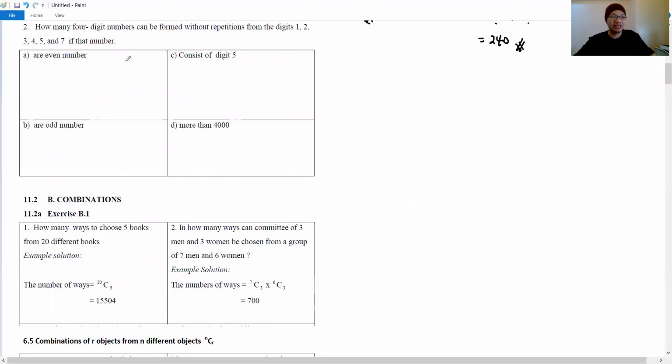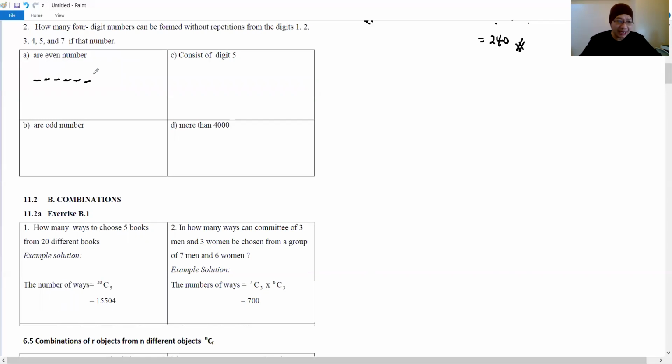Okay guys, number 2 here. How many 4-digit numbers can be formed without repetition from the digits 1, 2, 3, 4, 5, and 7? Okay, how many digits do we have? 1, 2, 3, 4, 5, 6. We got 6 numbers, from 1 until 7 without 6. Okay guys, so 2A. So 1, 2, 3, 4, 5, 6. Okay, 6 places. And the number that we want to arrange must be an even number. There is your restriction, your condition here. It must become an even number.